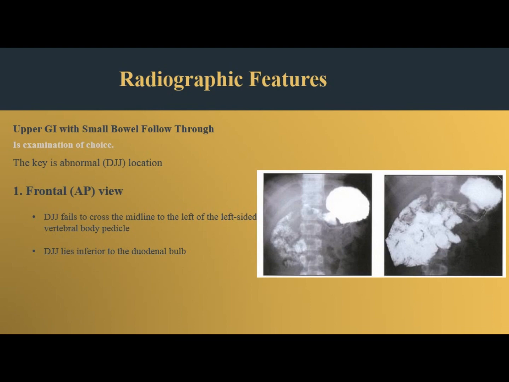So this is again the barium, and here is the duodenum. It didn't cross the vertebra. It did not go to the other side. This is the lateral view. You can see, no, this is the anterior, frontal view. But again, you can see all the contrast on the right side, nothing on the left, because it's malrotated.